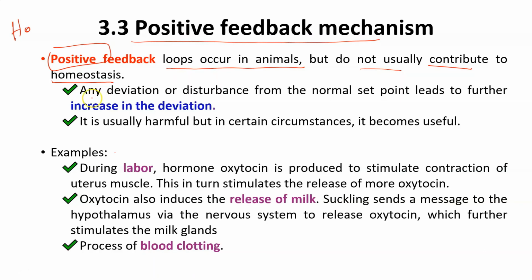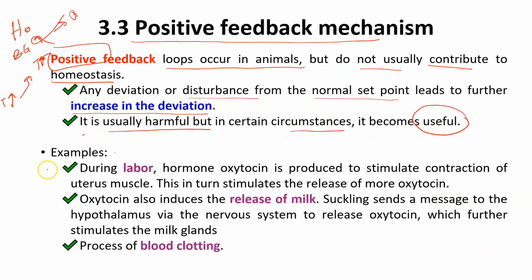Any deviation or disturbance from the normal set point leads to further increase in the deviation. Macam tadilah, kalau suhu badan increase, dia akan increasekan lagi. So ini bukan keadaan normal. Kalau blood glucose level increase, dia increasekan lagi. So this is not the right way. Tapi ada keadaan yang diperlukan. It is usually harmful but in certain circumstances it is useful. For example, dia ada 3 keadaan. 1, 2, 3.